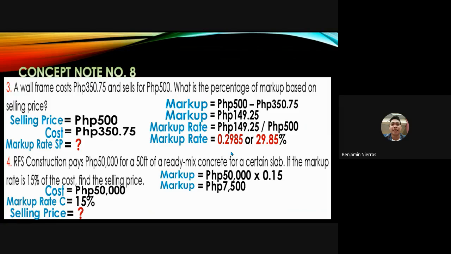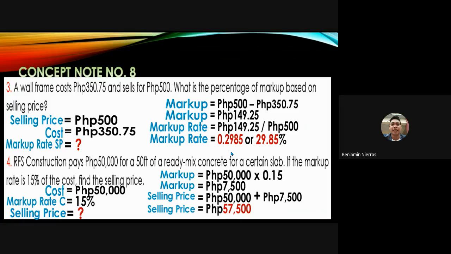But that is not the final answer. We have to add 7,500 to the cost. So it will become the selling price. So the selling price would be 7,500 plus 50,000 is 57,500. So if you got 4 over 4, that means 100% in our exercise.